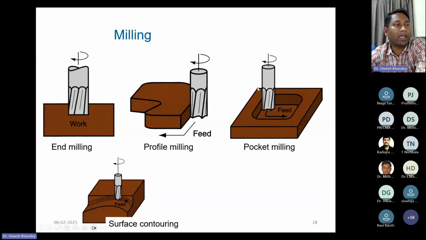Next one, through milling, we can generate these many shapes on the workpiece: end milling, profile milling, pocket milling, surface contouring. So what is happening while creating these surfaces or removing the material from the surfaces of the workpiece? Ultimately, we need to monitor the parameters, not only in the case of conventional but also in the case of non-conventional. Those variables, parameters, and factors are monitored properly for getting the desired output responses. For those parameters, we need to go for optimization techniques, technology, or processes.